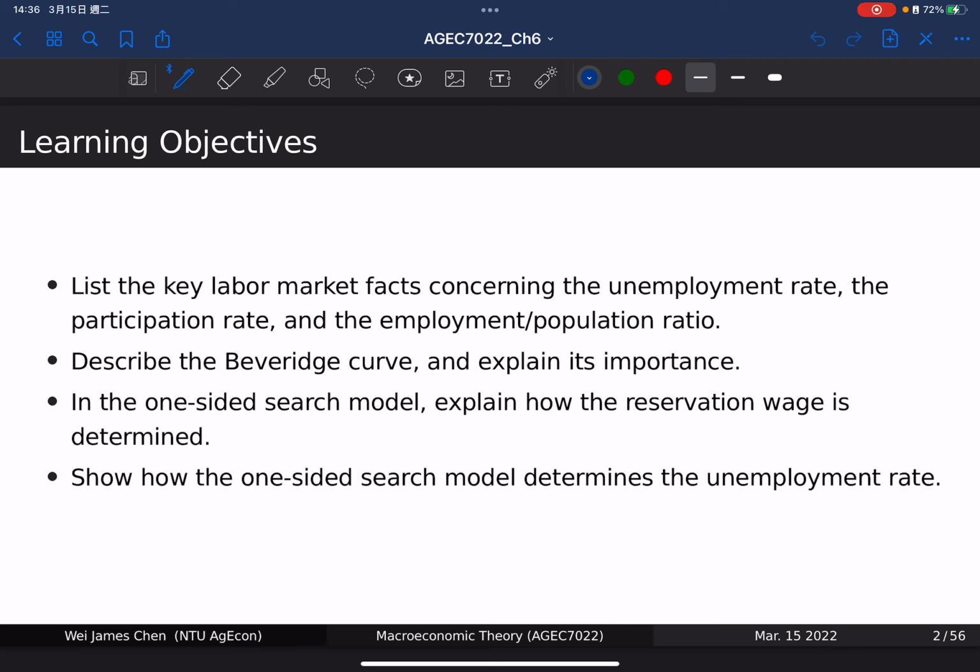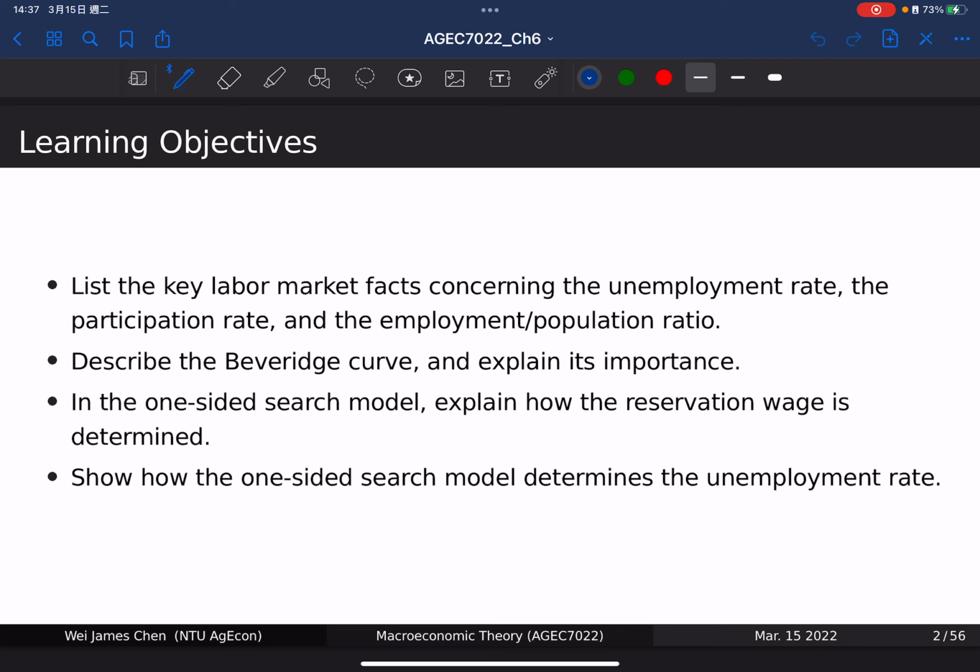Here we also want to link the real world data to the model we have right now. So we first need to know the key facts about the unemployment rate, the participation rate, and the so-called employment population ratio. Okay. And we will tell you about a curve. You probably didn't learn it before. It's called the Beveridge Curve. Let's just see the curve and see what happened to the curve in the past few decades.